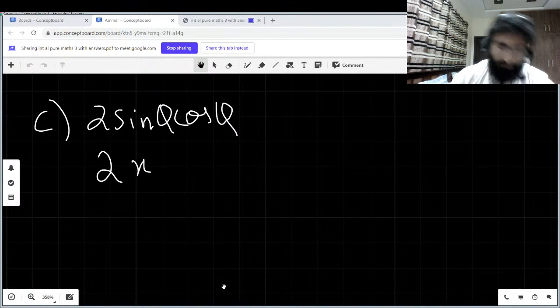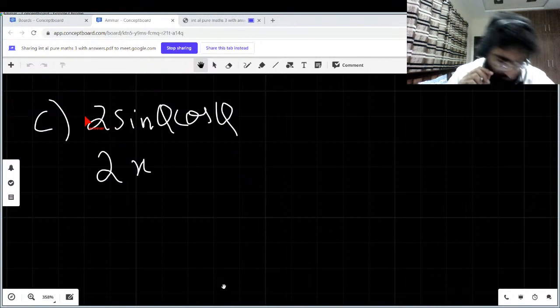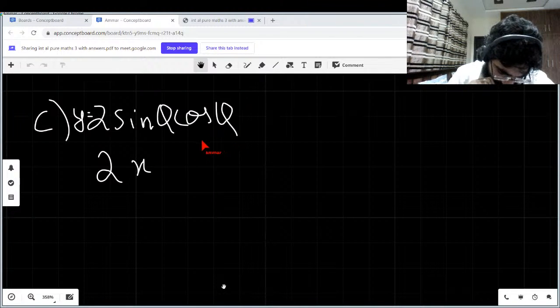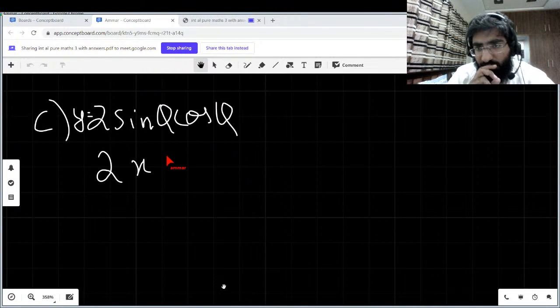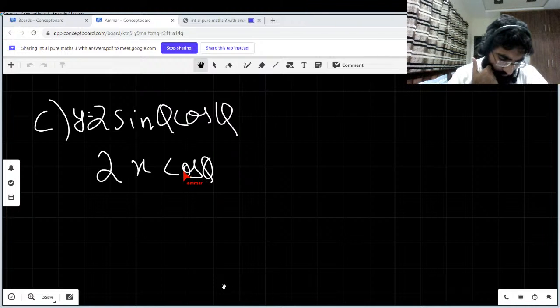How do I do this? Put 2 sine theta cos theta is equal to y. What? Now what? Y is equal to 2x cos theta. Yeah, I know that, but how would I turn cos theta to anything? Put it equal to y.